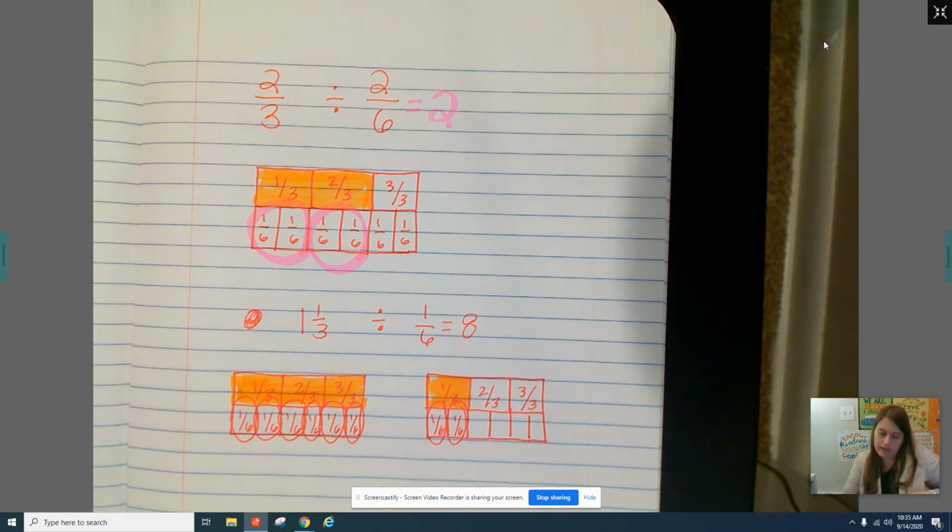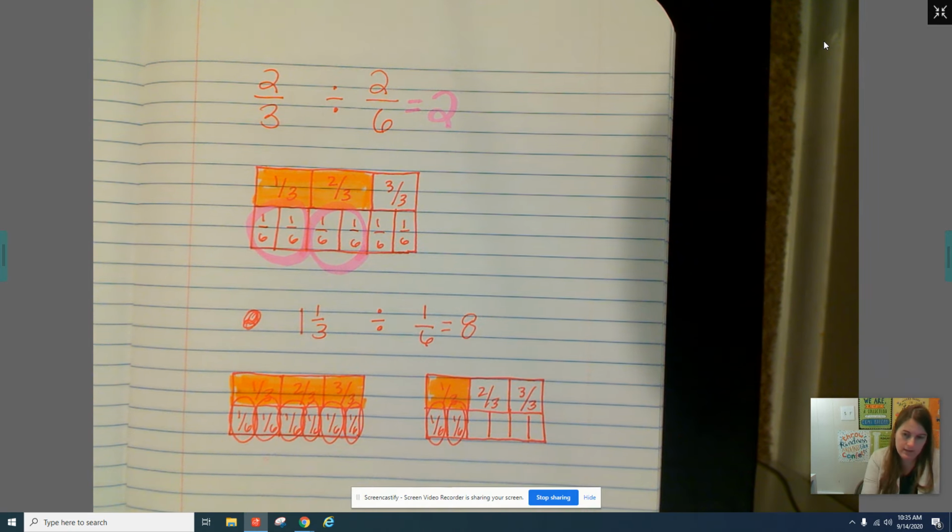Okay, I'm going to teach you guys how to do this with an algorithm with a set of steps. But this video is just for you to kind of see how it can be done with models and get a visual of how dividing fractions works visually.